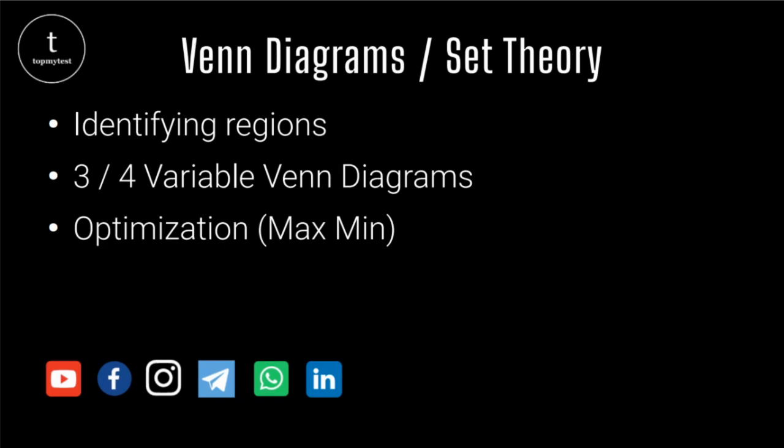Now, the key challenge in a Venn diagram is to identify the region. The moment you identify the region, about half your problem is solved. The remaining half is basically to figure out whether it's a 3 variable problem or a 4 variable problem, how to manipulate those variables. Then your algebraic strength comes into play. But the first step is to identify the correct region which is being asked in the problem.